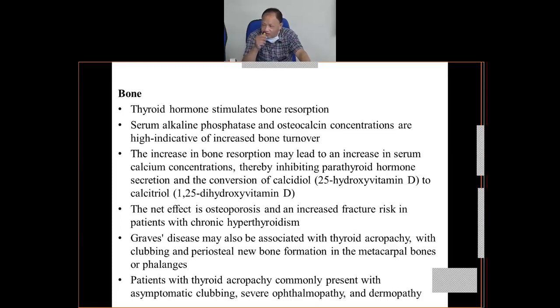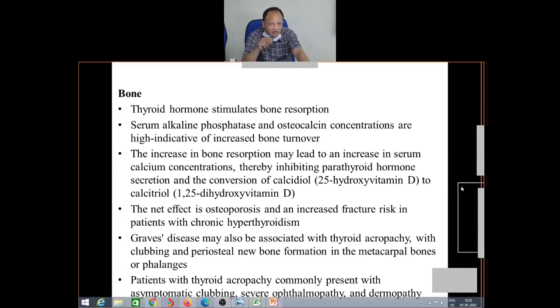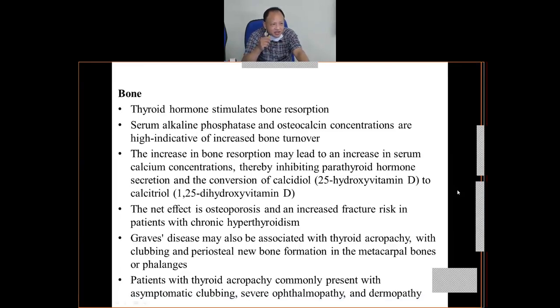At the same time, there is a decrease in conversion of inactive to active vitamin D. So the net effect that you see in bones is osteoporosis and an increased fracture risk in patients with chronic hyperthyroidism. Graves' disease may also be associated with thyroid acropathy.